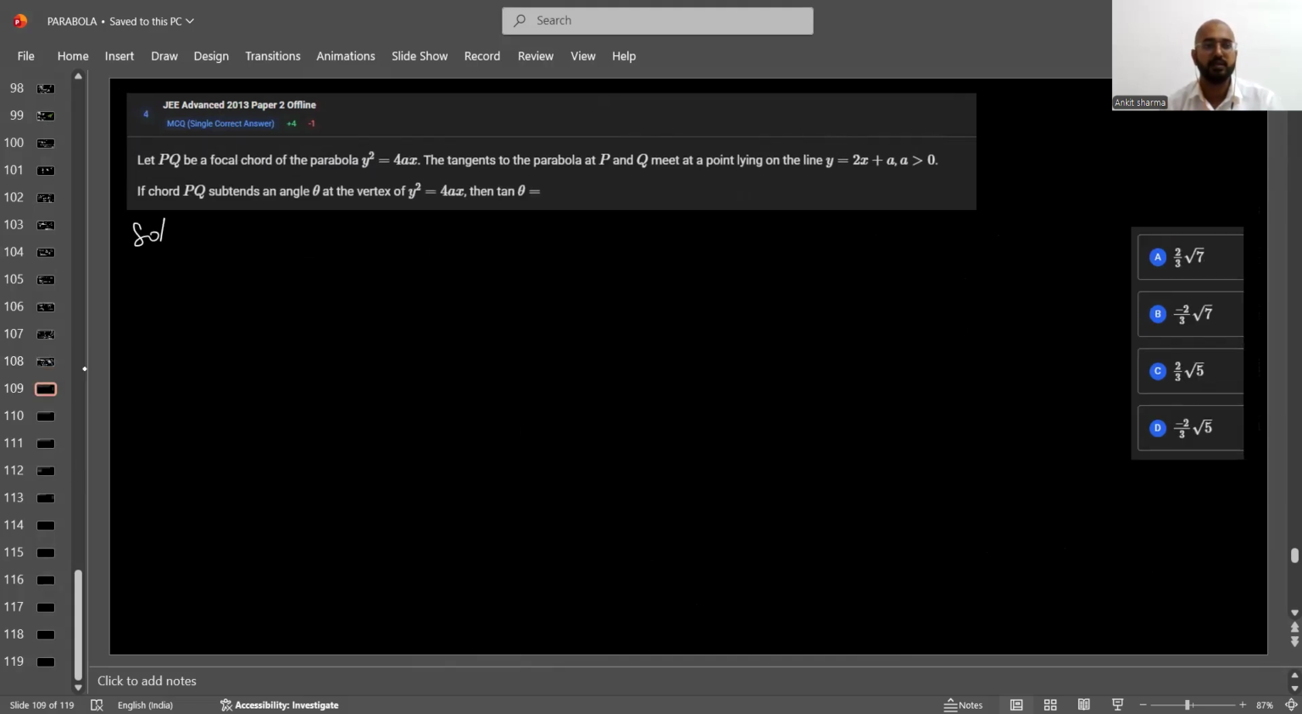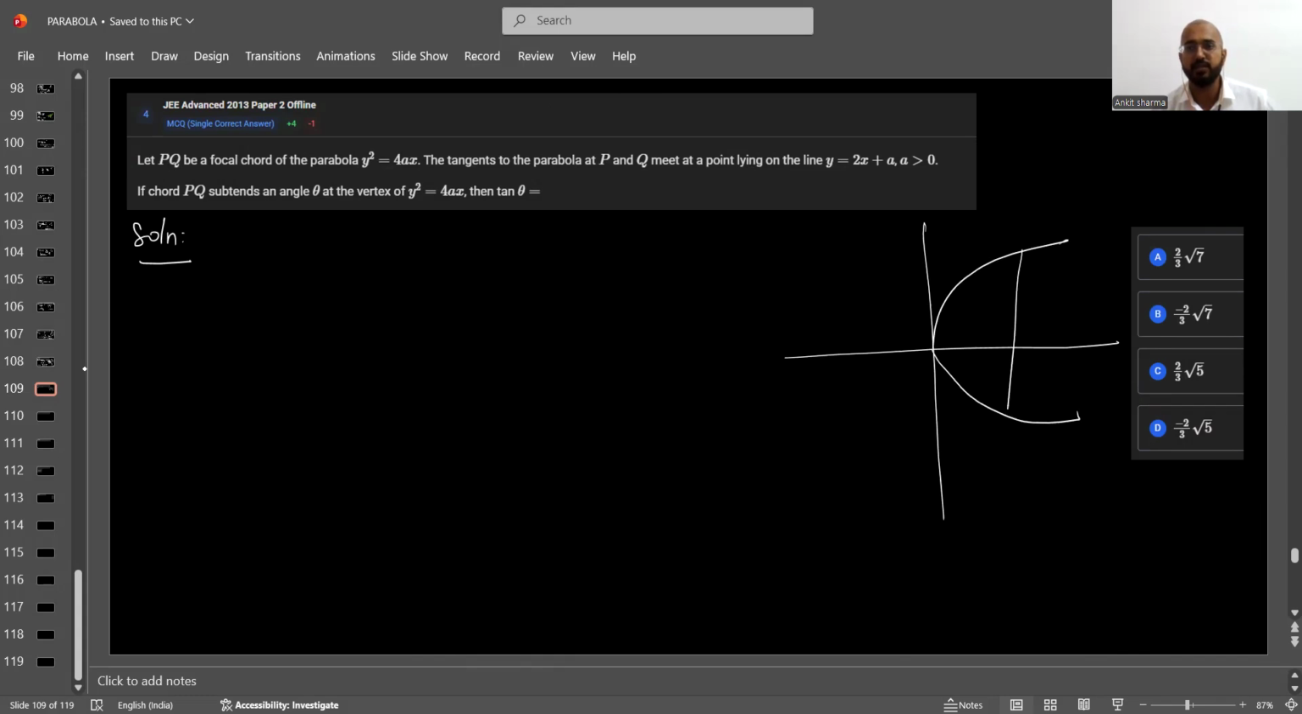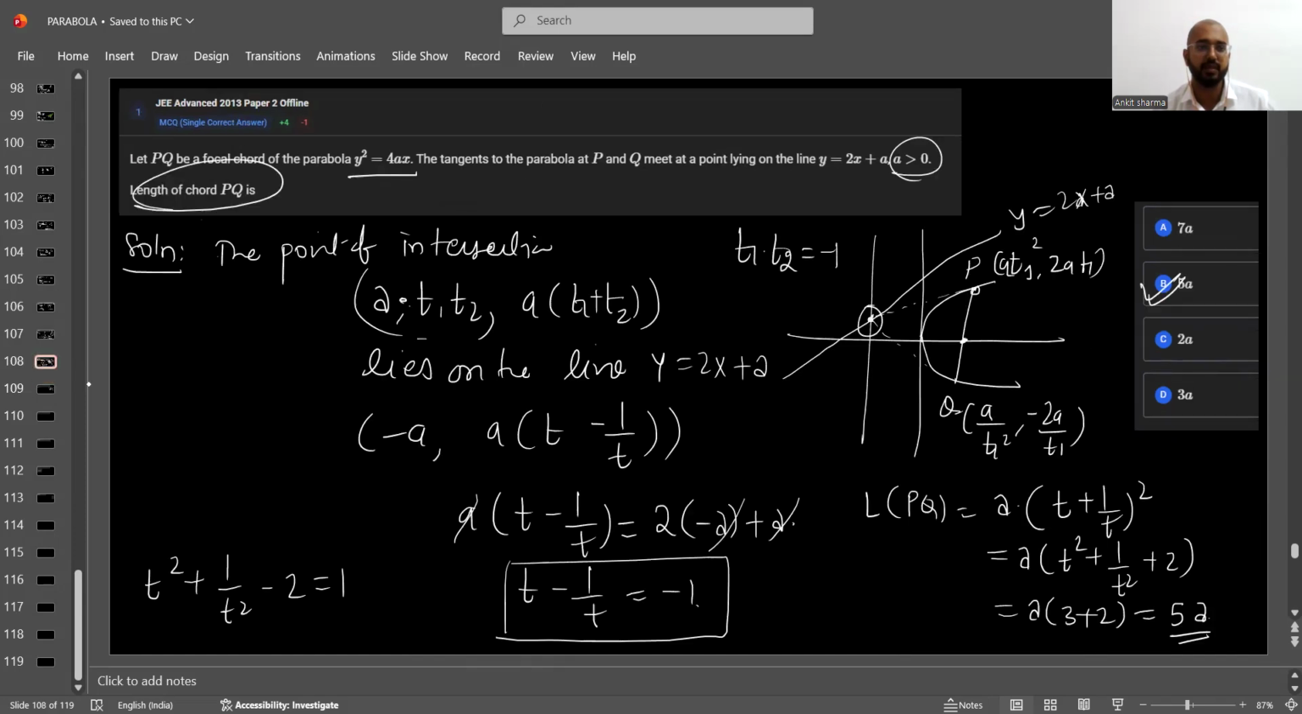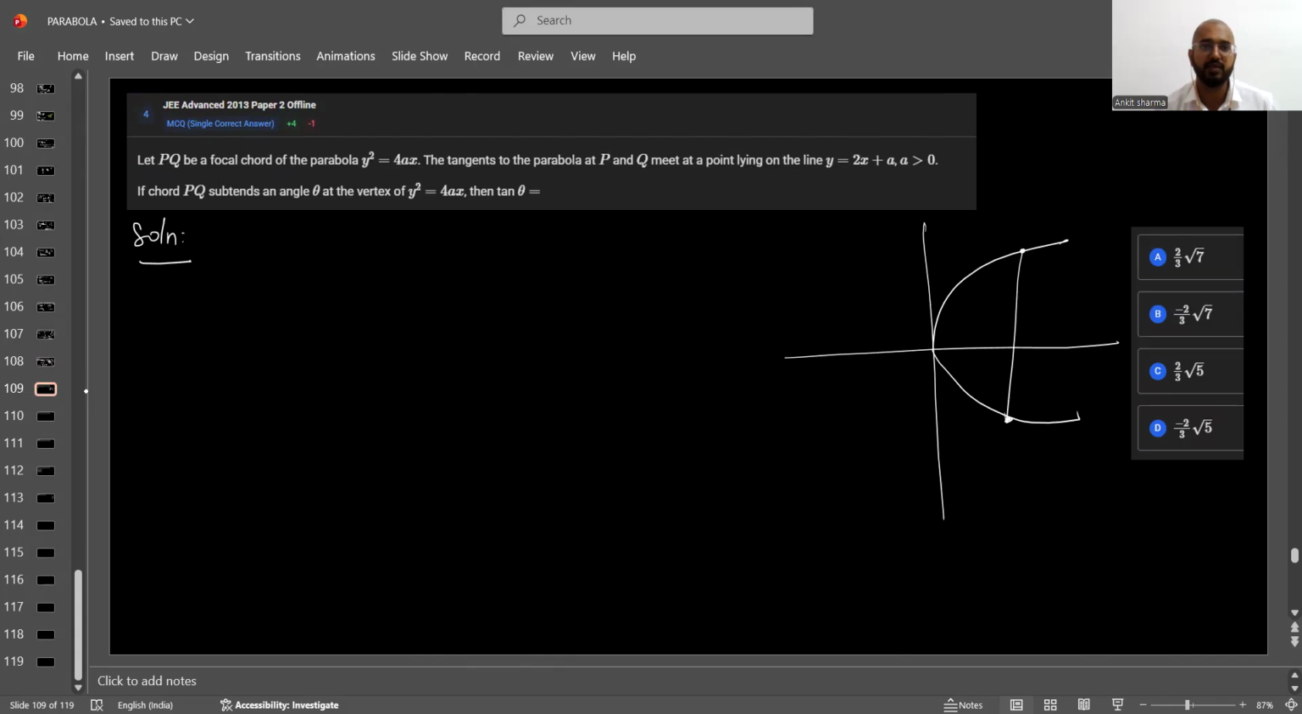Now, next question. PQ is a focal chord of the parabola y² = 4ax, and tangents at points P and Q meet in the... okay, this is the same question basically. It's a continuation of the same question, except for this part. The entire story remains the same. Only what we are going to discuss new is, this is my PQ. For point P, wait, we're not going to find the point of contact. Let's see what we can do.